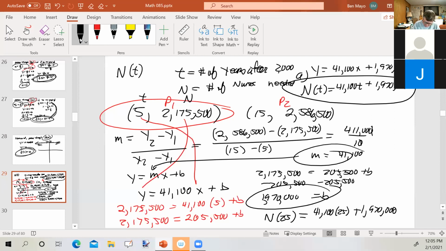So let's see what we get here. 41,100 times 25, excuse me, plus 1,970,000. And I get 2,997,500. So almost 3 million registered nurses. Now, of course, back when they wrote this, they didn't know that we were going to have issues like we're having with the virus. So this may or may not be accurate. But anyway, any questions on that?